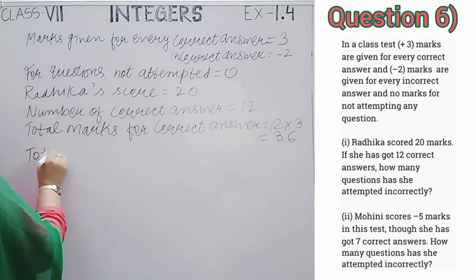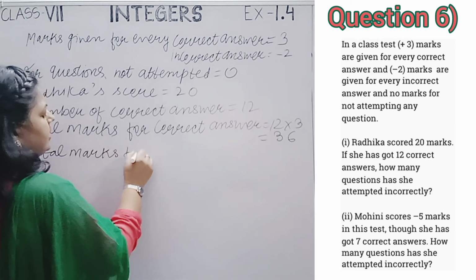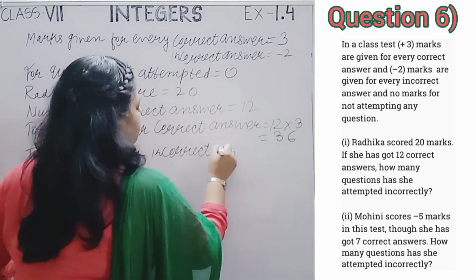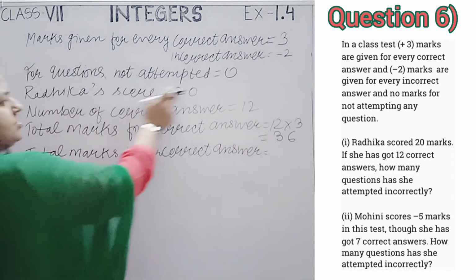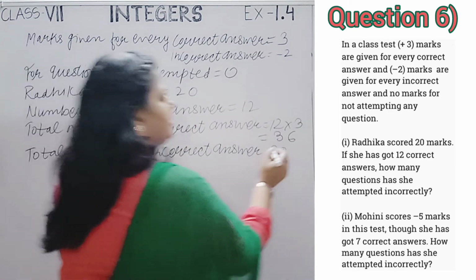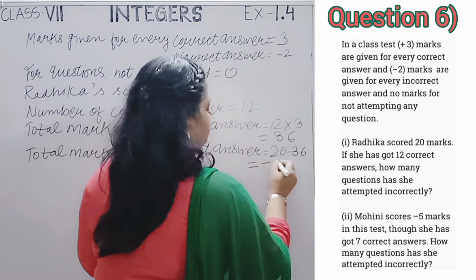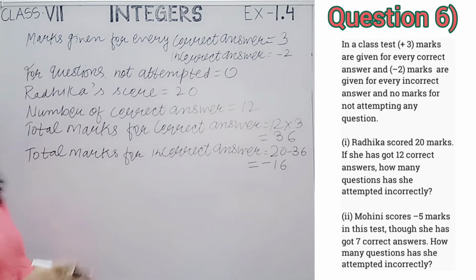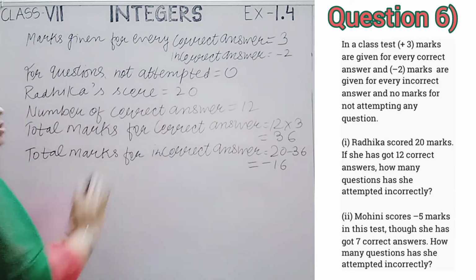Total marks for incorrect answers. Her score is 20, and for correct answers 36. It means she scores minus 16 for incorrect answers. Now we have to find out the number of questions she gave wrong answers.